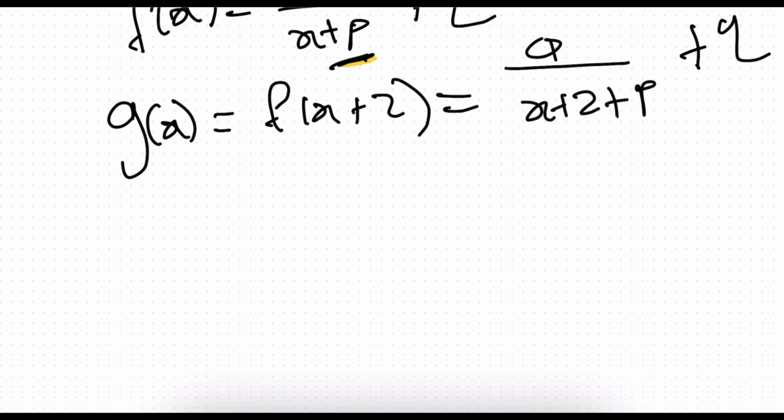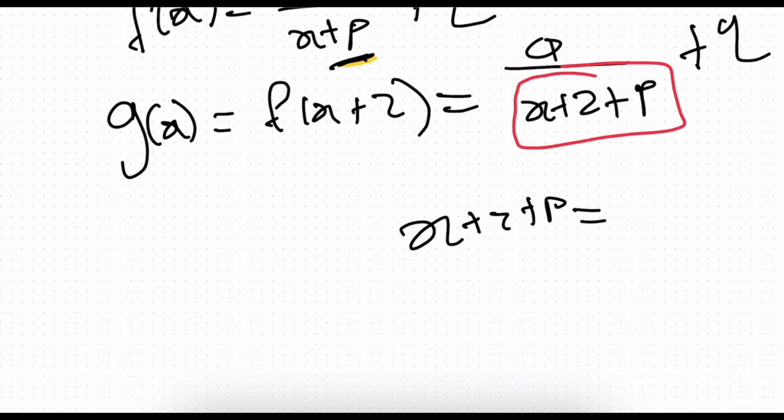You still use the same logic. You equate everything that is here to zero, né? So you're literally gonna say x plus two plus p equals zero. Therefore, your new equation will be x equals minus p minus 2.